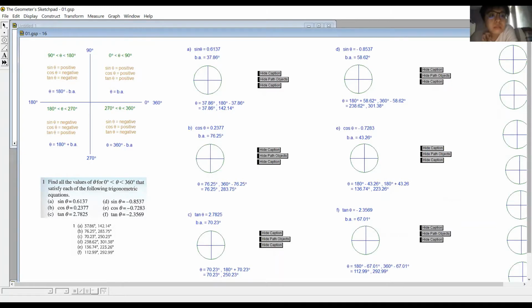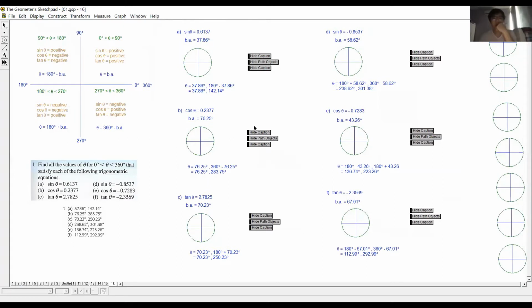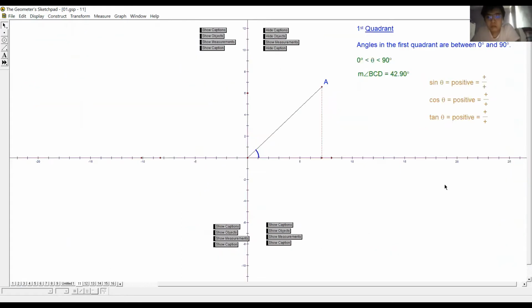Where are we now? Oh, here. I will make this bigger. Then we look at this one. In order to find the angle, from the calculator you cannot get the angle, so you have to undergo a certain method to find the answer.